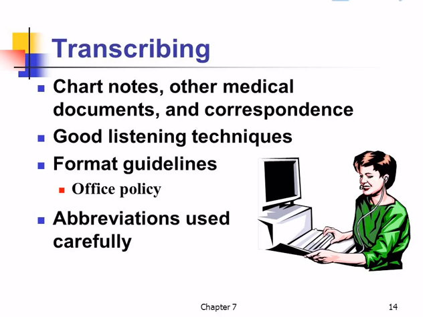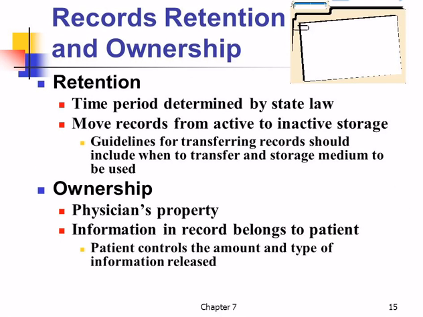Chapter 7. Records retention and ownership. Time period determined by state law. Move records from active to inactive storage. Guidelines for transferring records should include when to transfer and storage medium to be used. Ownership: physician's property. Information in record belongs to patient. Patient controls the amount and type of information released.